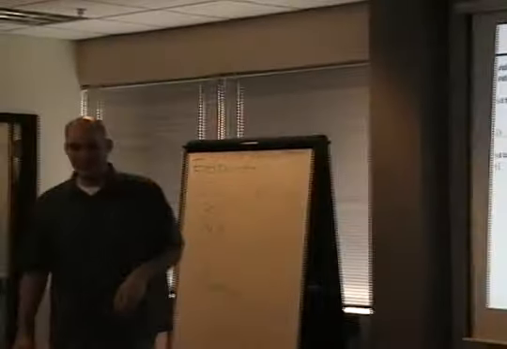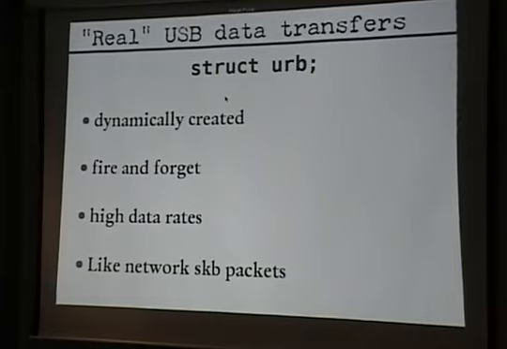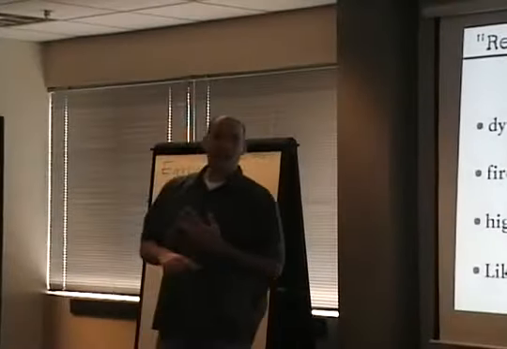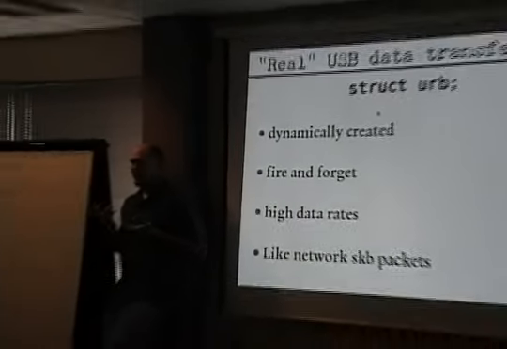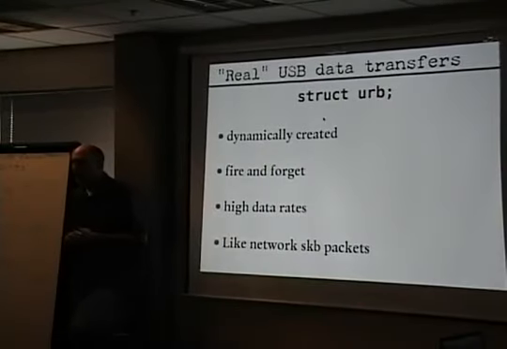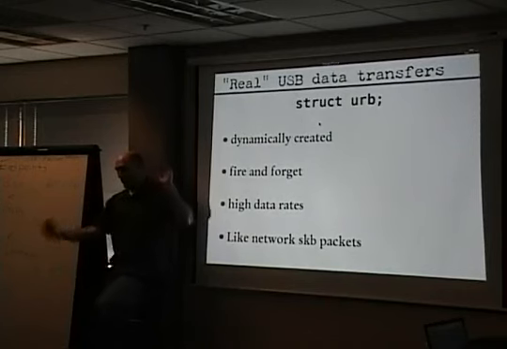So let's do real data. Like you said, this is slow, so we need to figure out how to go fast. We stole something from Windows called struct urb. It's a USB request block, and they're dynamically created. We can fire and forget. They're just like SK buffs in the networking stack. They're high data rates. We can throw as many as we want at the host controller, say queue all these up, and we'll be notified when they're done. If they fail, they don't fail enough. So we can keep the hardware happy.